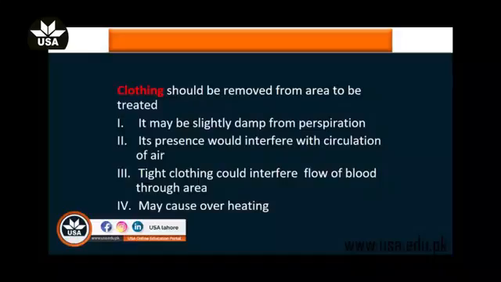Actually, metals are liable to distort the electrical field, so they are going to disrupt the field. They are heated by the currents which may be induced in them. So we should avoid metal in contact with that area. Clothing should also be removed from the area you are going to treat.